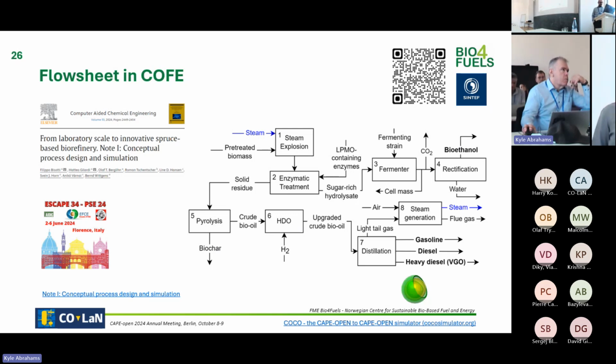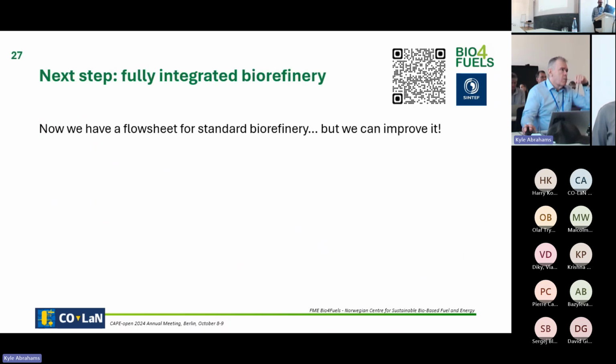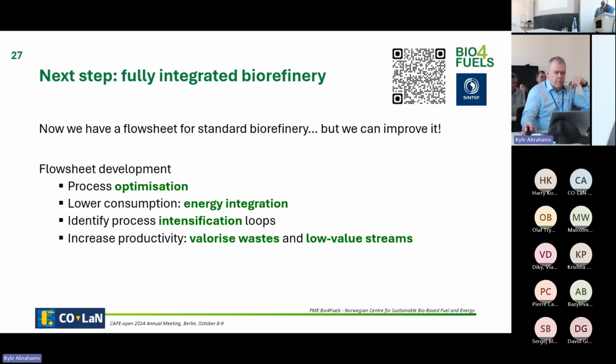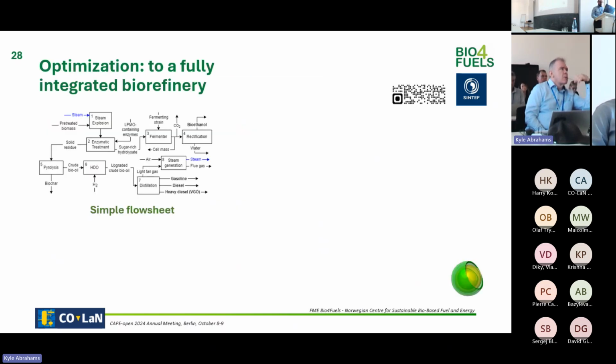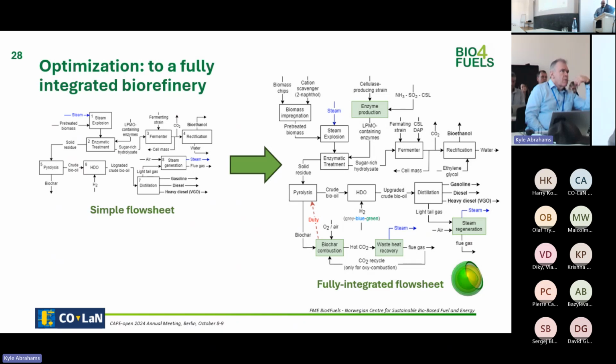This is the process. This is the basic process. Now we have the flow sheet, but we can improve it. Why? Because we can optimize, we can have energy integration, we can intensify because, for instance, there are some cuts that can be used for the biomass pretreatment. So essentially, we don't need additional external consumables to improve the process. And also we can valorize waste and low value streams. So we started from the simplified process, and we got the fully integrated flow sheet.